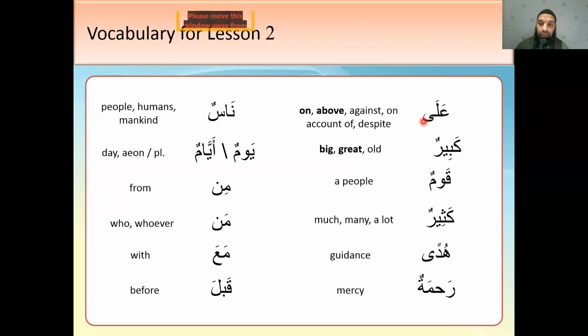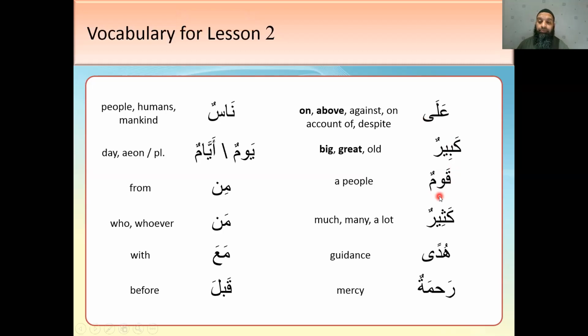Sounds big. Kabir. 40 times in the Quran, according to my search, but it may be a bit more than that. So big can mean old as well. Rajulun kabir, it can mean old man as well. When you're talking about a big man, it doesn't necessarily mean big, it could mean old as well. So big. Next one, qawmun.